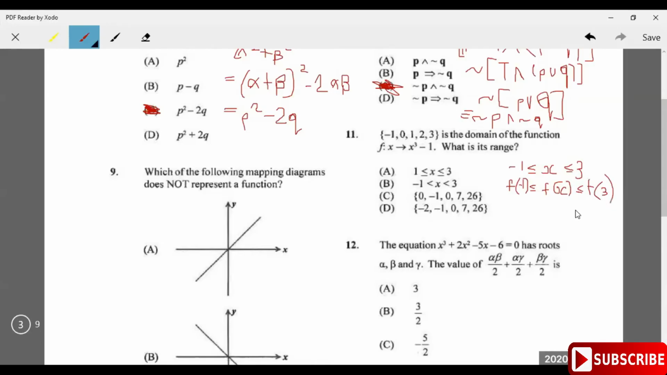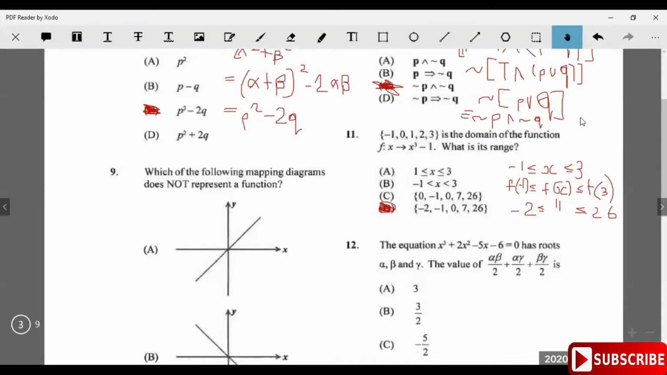That's the range. And so f of 3 is going to give me 3 cubed, 27, minus 1 is 26. And then f of -1 is -1 cubed, which is -1, minus 1 is -2. That's where f of x is between -2 and 26. So that's the option. That option is D. Option D. Easy, soft. That's the only option that has all the values between -2 and 26.